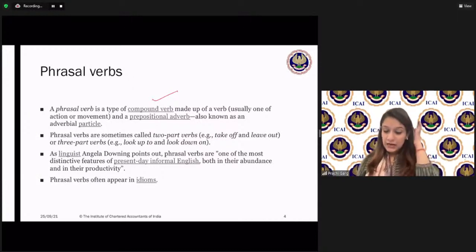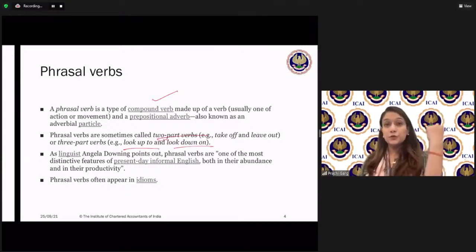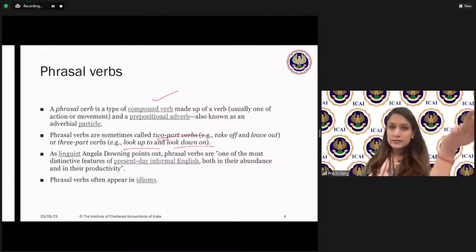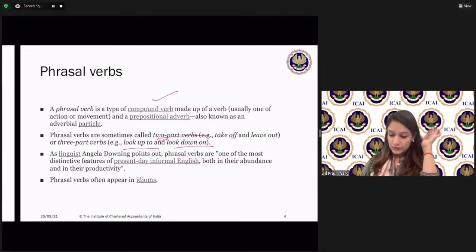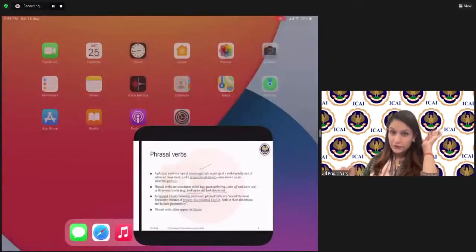Now, phrasal verbs have two-part verbs, which is take off, leave out, or three-part, like look up to and look down on. So a phrasal verb can be two words and it could be three words as well. Okay. Now, what does that mean? Let's look at these examples first for the phrasal verbs.